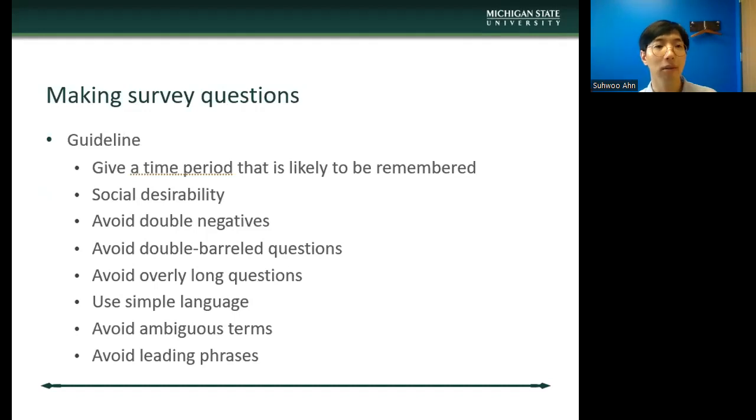So we talked about how to create good questions. We have to think about reliability and validity, and the types of measurement. The last one is some kind of practical guide to make good survey questions that we talked about in the lecture. So I will just summarize several guidelines or things to think about when you create survey questions.